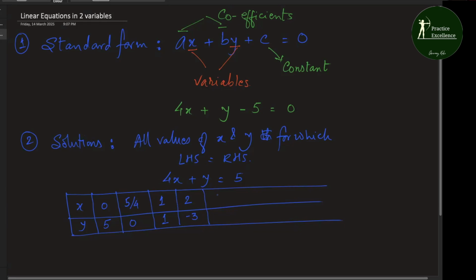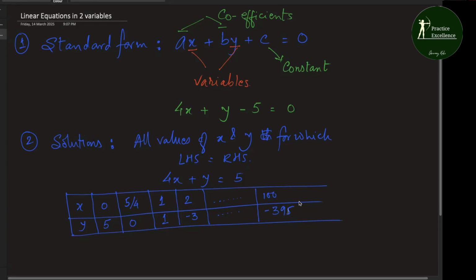As you will observe, for different values of x, you get a corresponding value of y, and you are in the end going to get infinite values of x and y for which this equation can hold. So let us take any random value. Let's take x equals 100. What happens if x is 100? Then 4x is 400, and then y is 5 minus 400, which is minus 395.